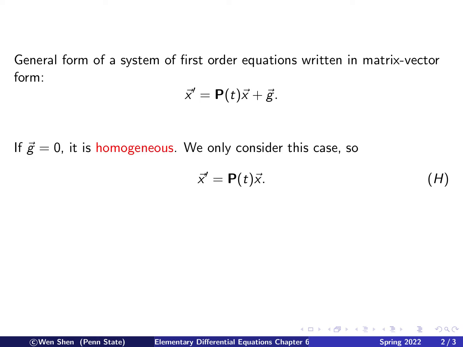In the special case where this G term is identically 0, that is, it's not here, we call this equation a homogeneous equation. In this case, you can write it as x prime equals P times x, where P is a coefficient matrix. So in this chapter, we will only consider this homogeneous case.